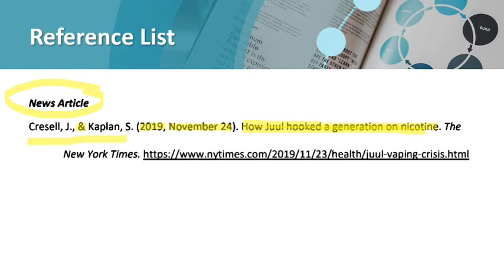And then followed by the title of the newspaper or the publication. Take note that the title of the newspaper or publication must be italicized and capitalize each word in the publication. And last is, of course, the URL.